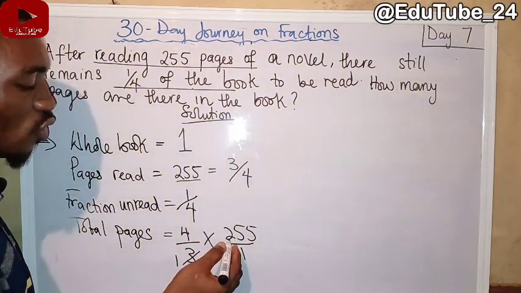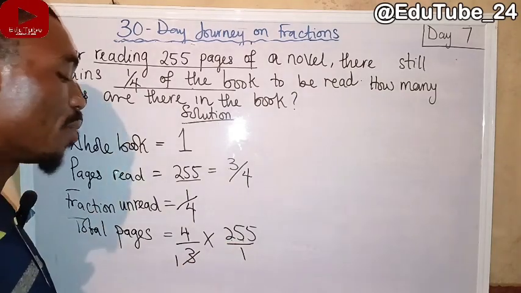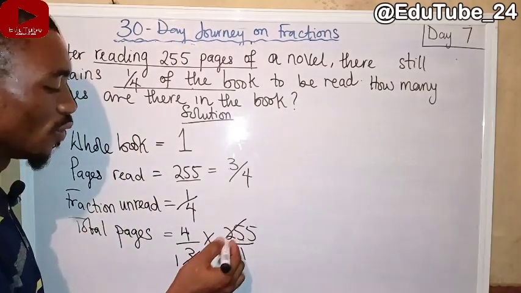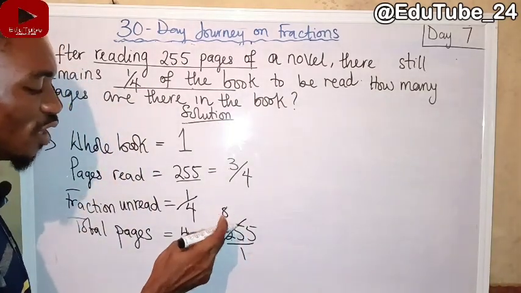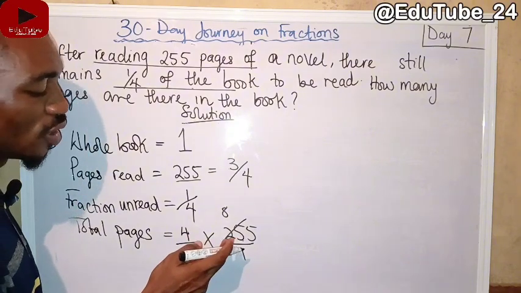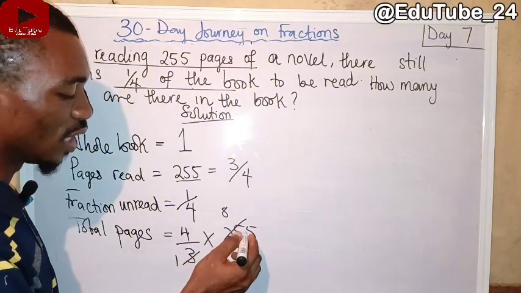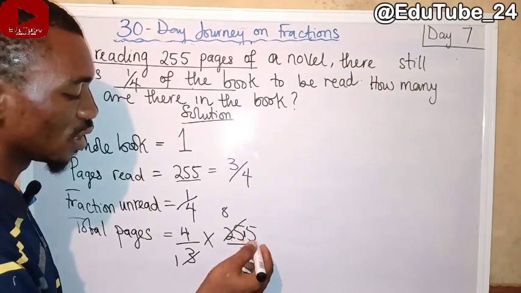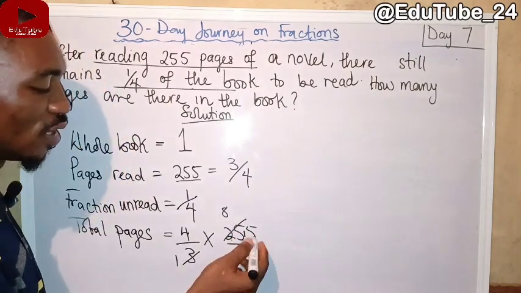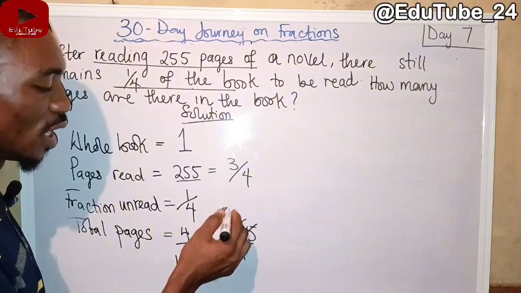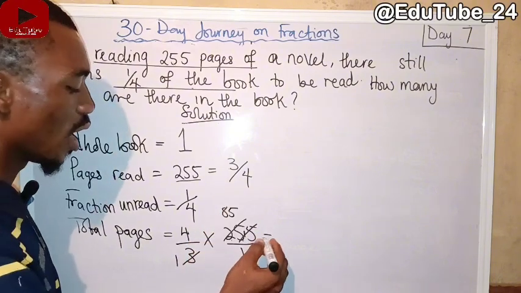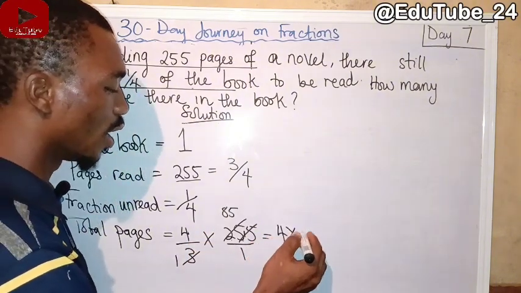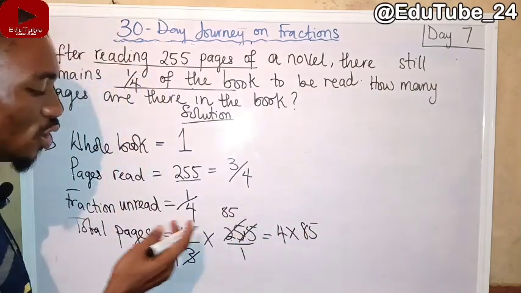3 can't divide 2, so we pair 2 and 5 together, and that makes 25. So 3 in 25, that is 8, because 3 times 8 will give you 24. And then if you take away 24 from 25, you are going to be left with 1. So we are going to pair this remnant of 1 with 5, making it 15. And then we divide further by saying how many 3 goes in 15, and that will be what? 5. So we have 4 times 85 left in the numerator.